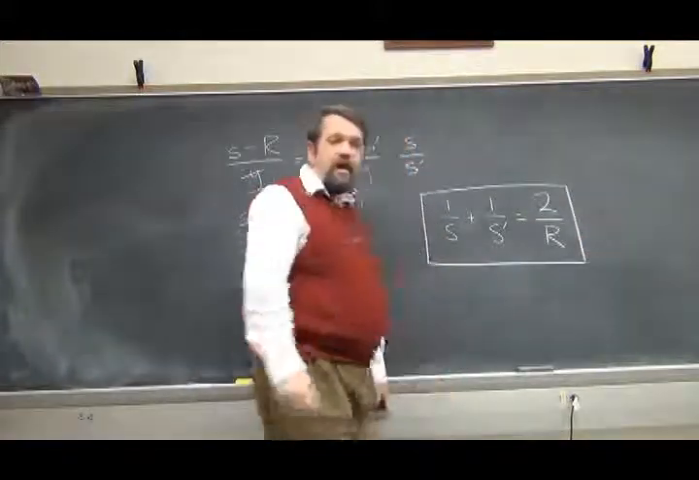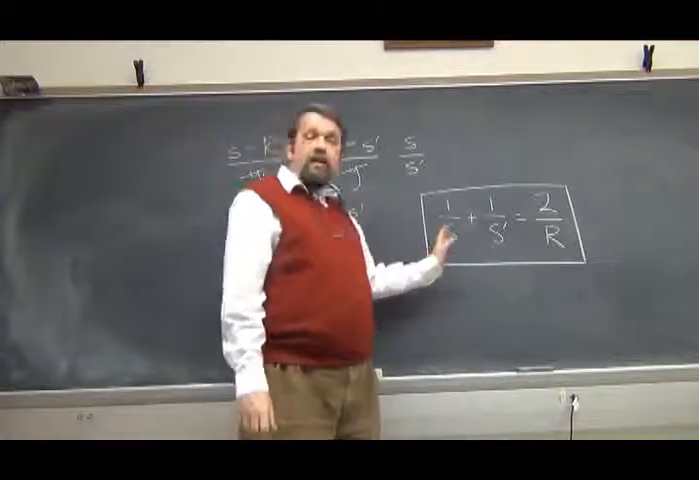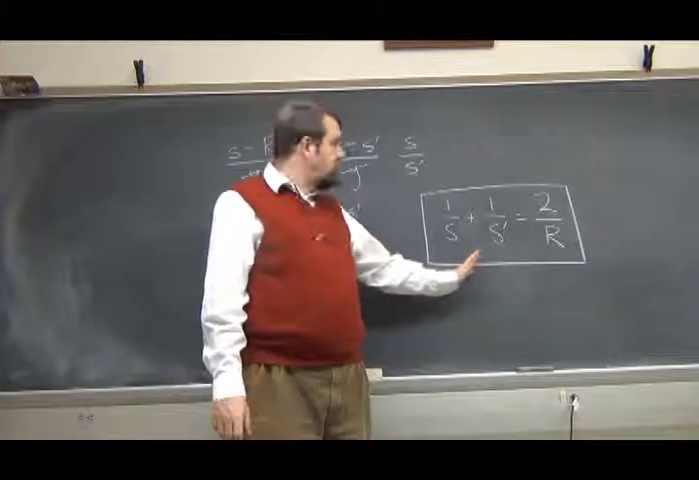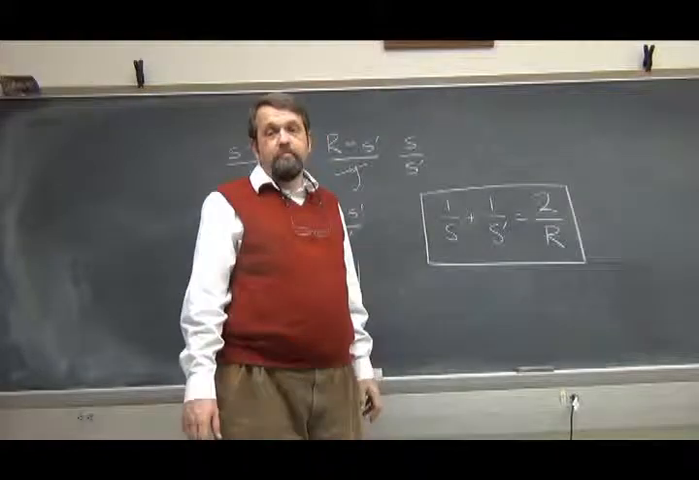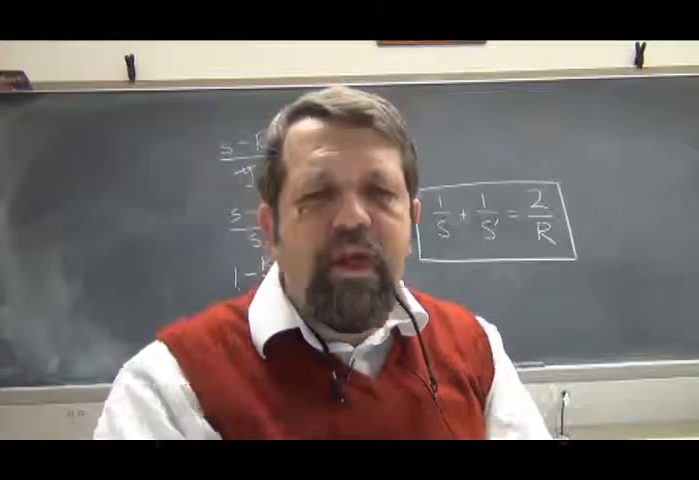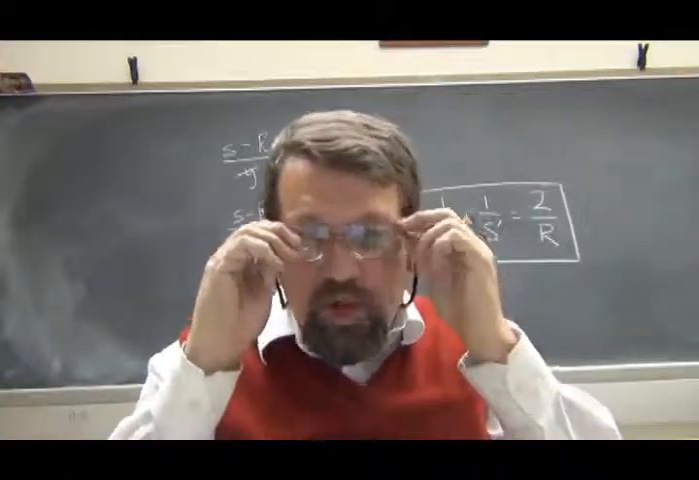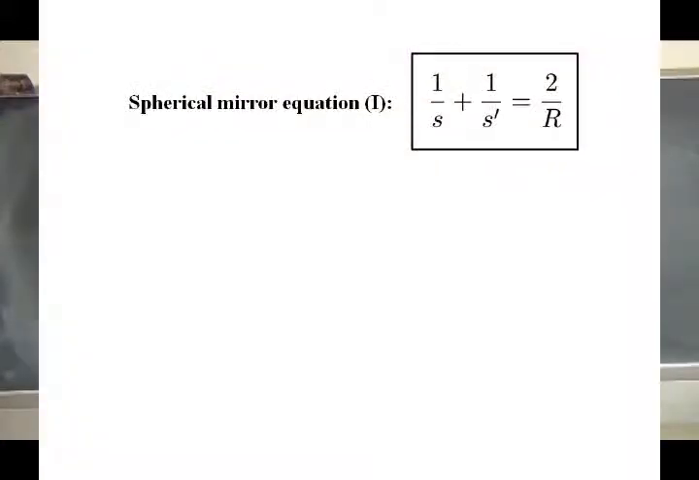That's the relation between object distance and image distance for a spherical mirror. So that gives us a kind of spherical mirror equation which we can use to figure out where the image would appear in a particular problem.